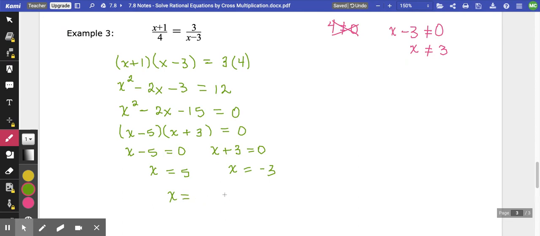So I'll present them both as answers. And again, I'll list them in order from least to greatest. So the negative 3 goes first. Negative numbers are always smaller than positive numbers. And 5 second. All right, now you try one.